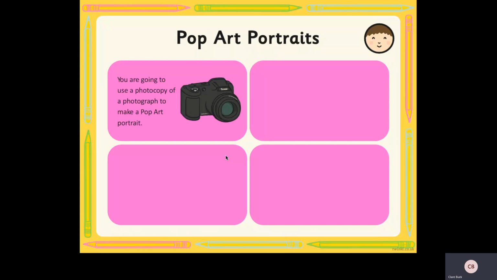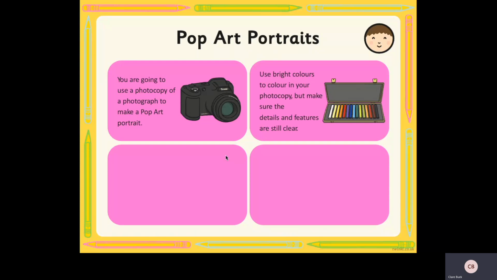First of all, you're going to use a photocopy of a photograph to make a pop art portrait. This is like a little practice exercise. I've attached some worksheets. One is of Barack Obama, and there's another one you might want to choose. See if you know who the famous girl is in that picture. If you don't know, ask your parents and see if you can find out a little bit about her. Choose one of those and use bright colours to colour in the photocopy, but make sure the details and features are still clear. You can use felt tips, crayons, pastels, colour pencils or paint, whatever you want, but try to make sure that the features are still clear.